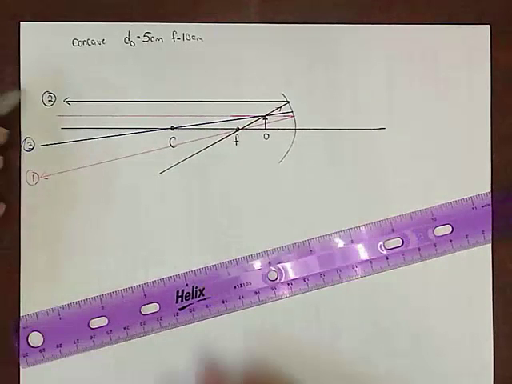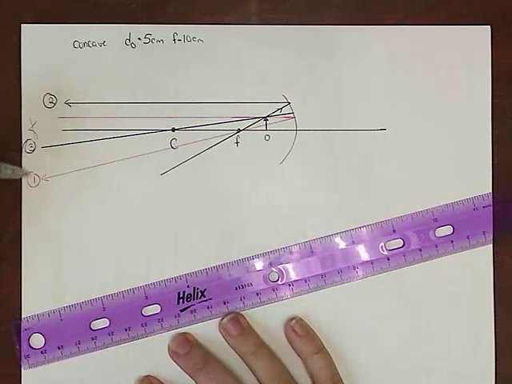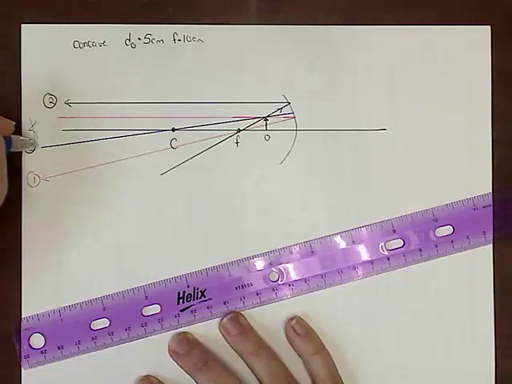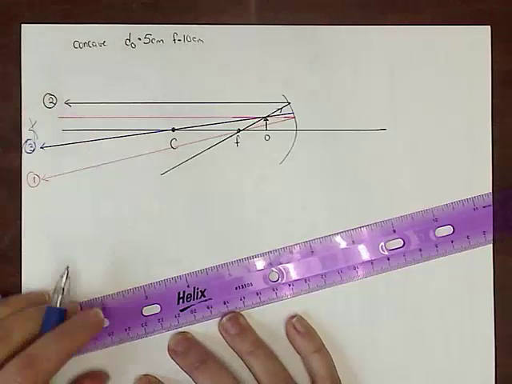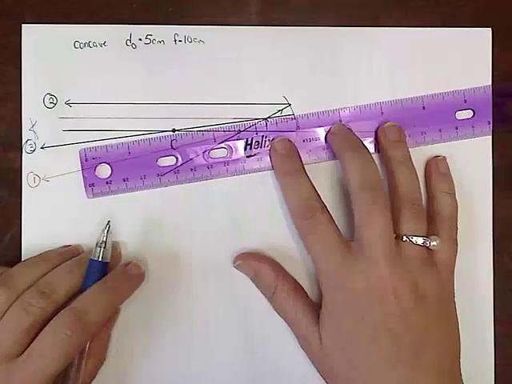Now my eye is going to be over here on the left side. Looking at this, it's looking to see where rays 1, 2, and 3 meet. Well, it's not going to be on the left side of the mirror, right? These guys are diverging from each other. So my eye is going to trace these rays back onto the far side and see where they meet.